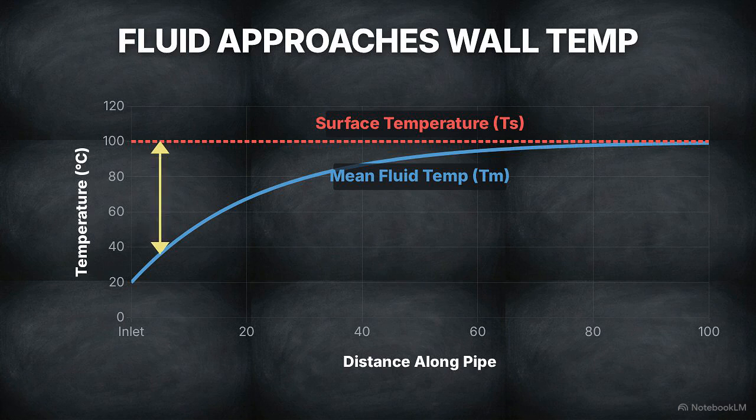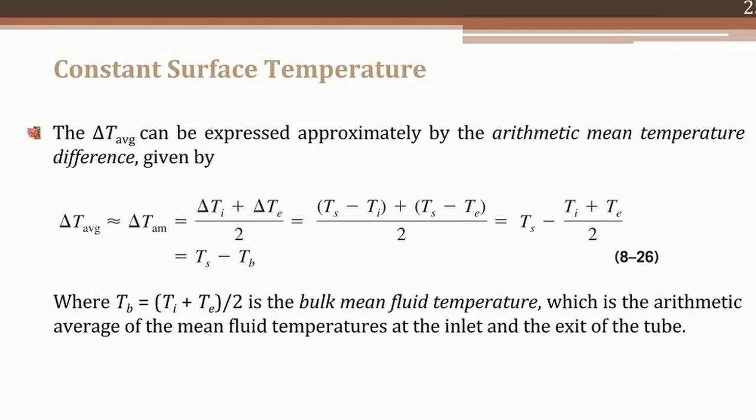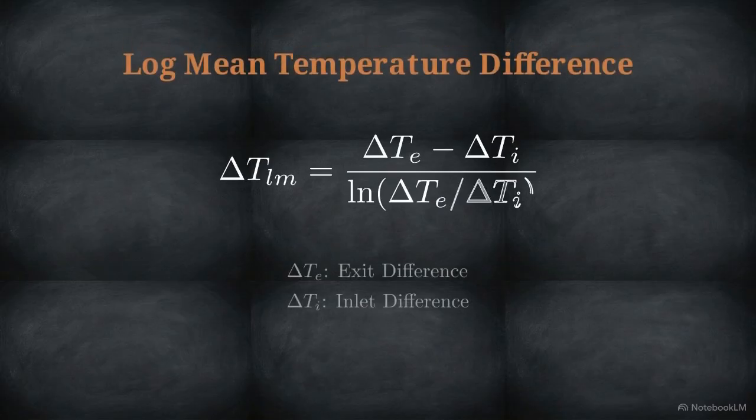As the fluid warms, this distance shrinks, causing the rate of heat transfer to drop off as the fluid moves toward the exit. Because the fluid temperature follows this curve rather than a straight line, an arithmetic average of the inlet and exit temperatures will overstate the actual heat transfer. The calculation requires a more precise way to account for the nonlinear change. This is where we use the log mean temperature difference.